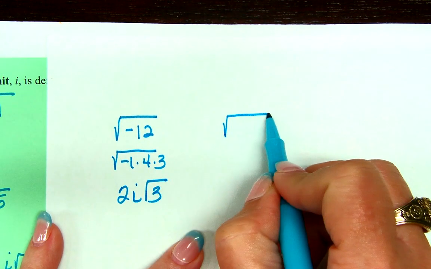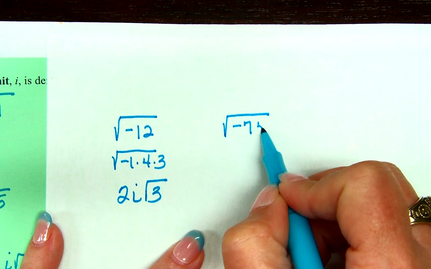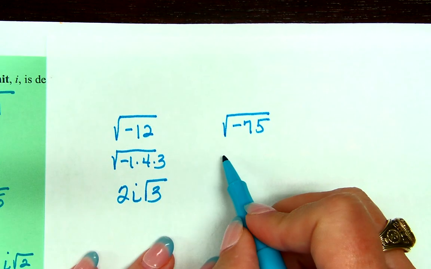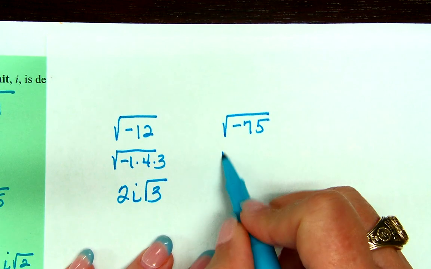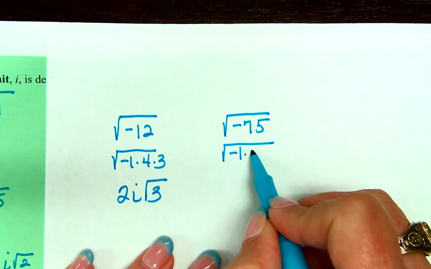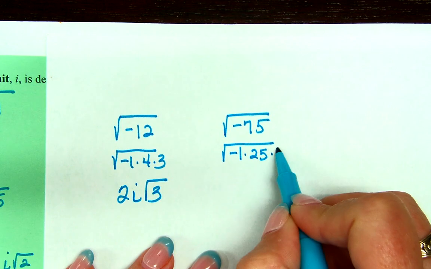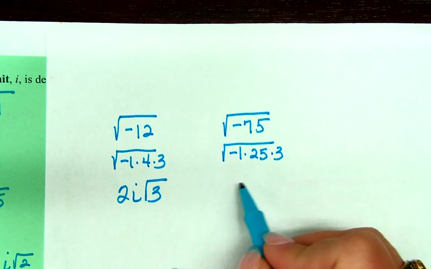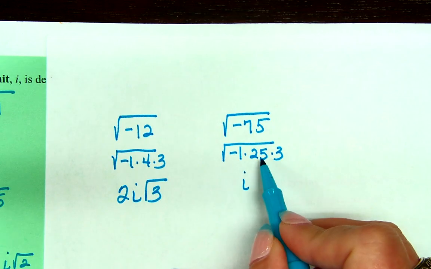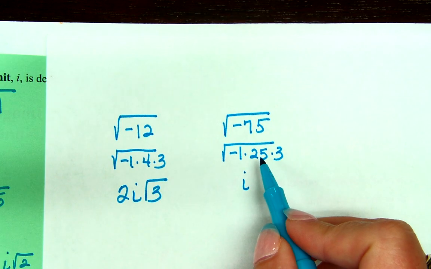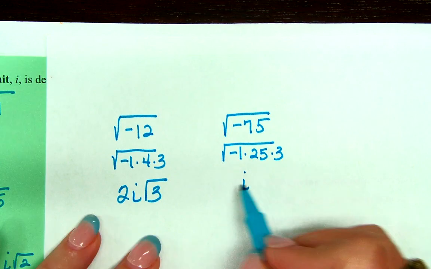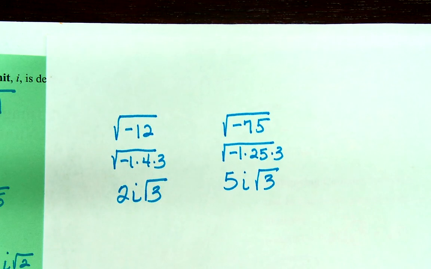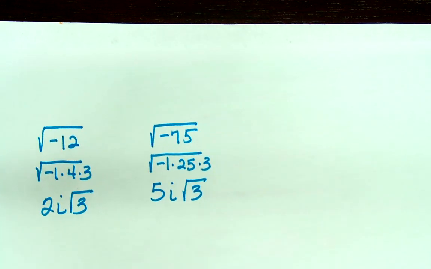What is the square root of negative 75? Negative 1 times 25 times 3. What's the square root of negative 1? i. What's the square root of 25? How about if I tell you the answer as I'm asking you the question? Okay. 5. And what's the square root of 3? Still don't know. Okay. Now I'm going to try to trick you. Are you ready?